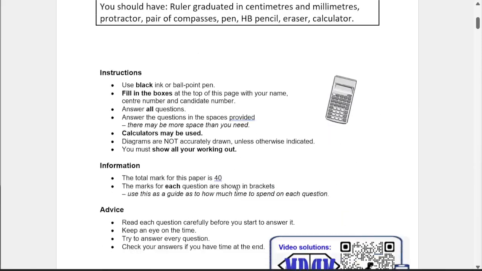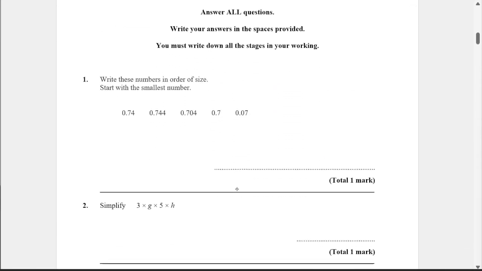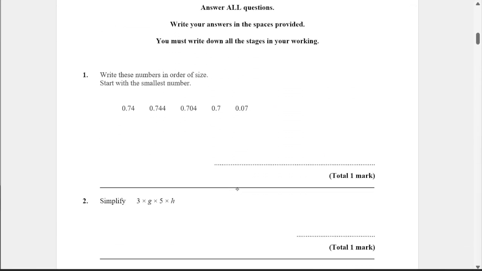Okay, so question one, we're looking at write these numbers in order of size, starting with the smallest. So if I'm trying to teach this to a group that struggle with it, I always say add some zero placeholders just to make it a little bit easier for yourself. So we've got 2 decimal places, 3 decimal places, 1, 2. So I'm going to add enough decimals so they're all 3.